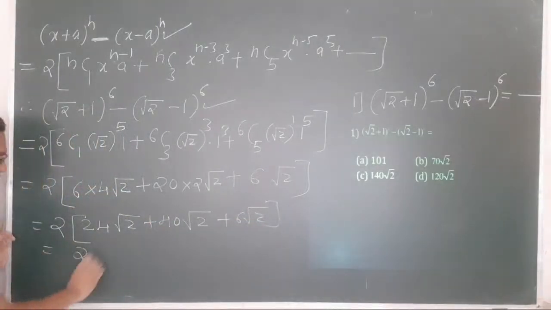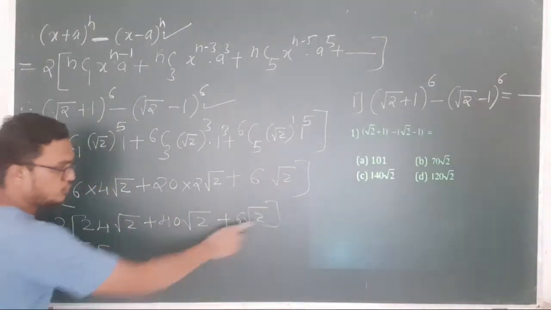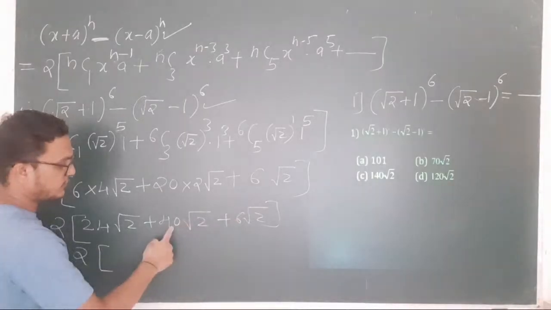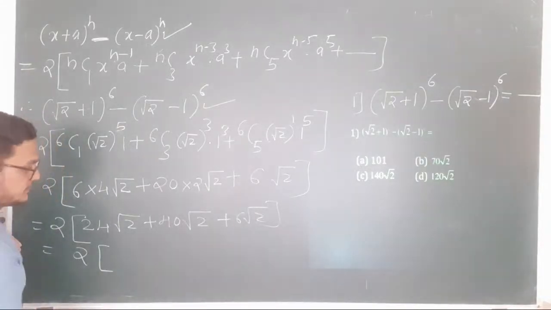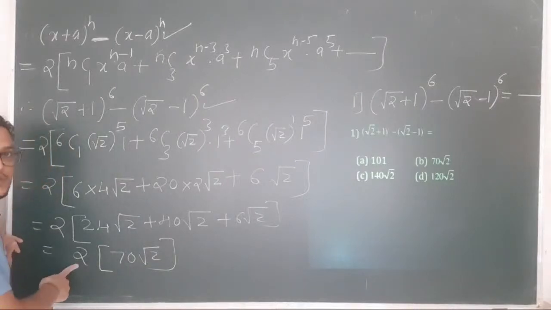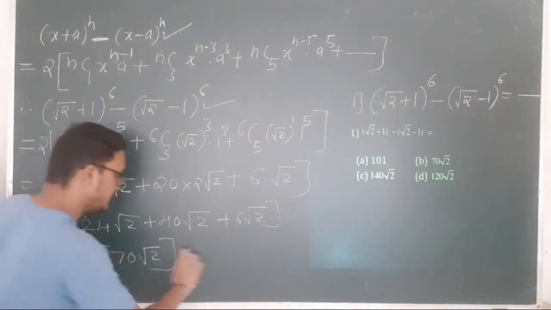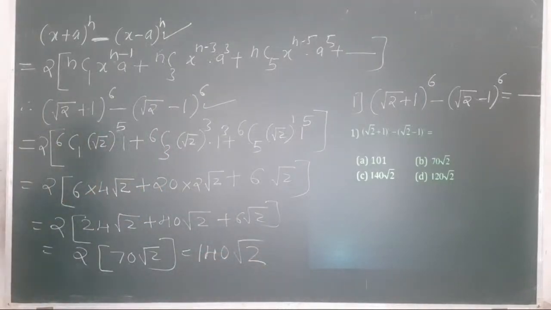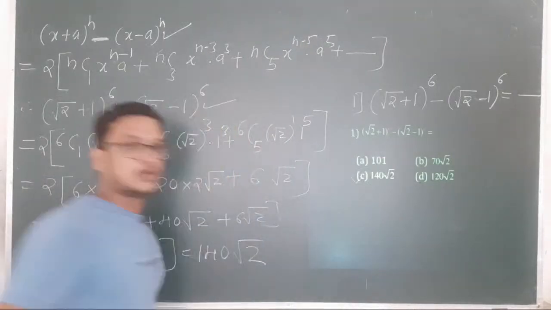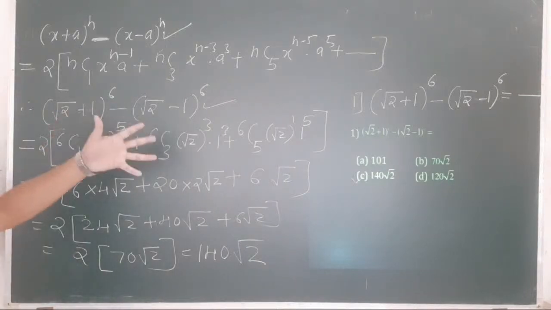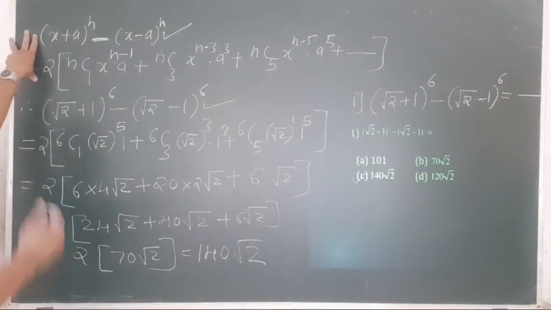So how much is it? 2 into root 2, but how many times? 24 plus 6, 30, 30 plus 40, how much? 70 root 2. But the outside 2 is going to multiply, 2 into 70, 140 root 2. So which option? Option C is correct. Just to simplify that, we have done so much simplification.